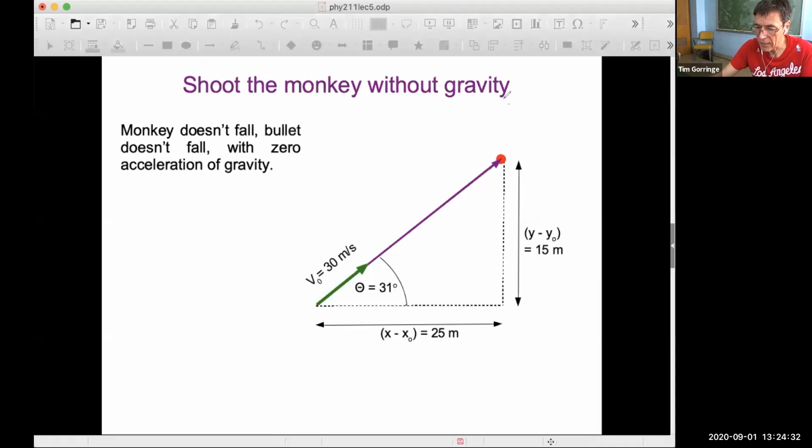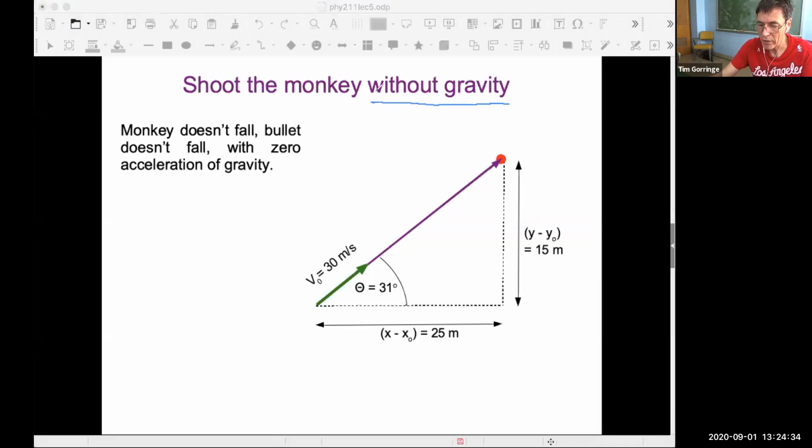And so this is the case without gravity. This is what I'm picturing here. And on this diagram, on the bottom left, this is where the gun is. And on the top right, this is where the monkey is in the tree. And I've marked some distances and the initial velocity vector.